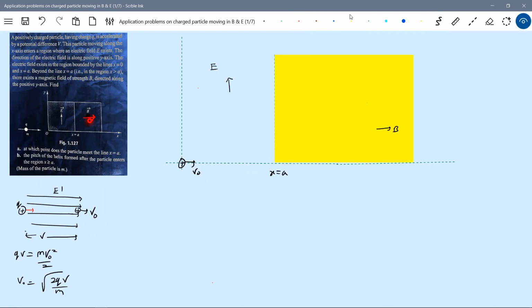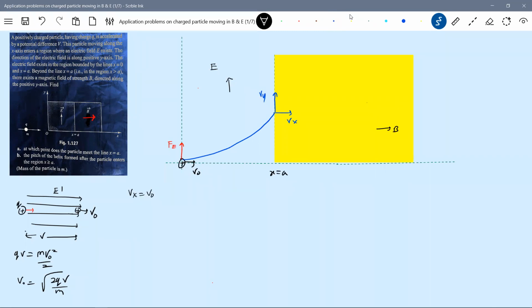Let the B bar be along the x-axis, E bar along the y-axis as it is. Now, what is the force that will act? Electrostatic force Fe will act. Because of this, the charged particle is going to describe a parabolic path. By the time it arrives here, it will have Vx and Vy. So what is Vx? Vx must be equal to v naught, because the horizontal component of velocity will not change.